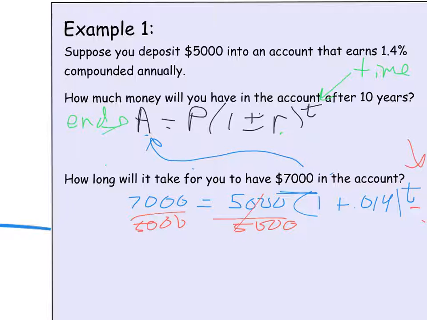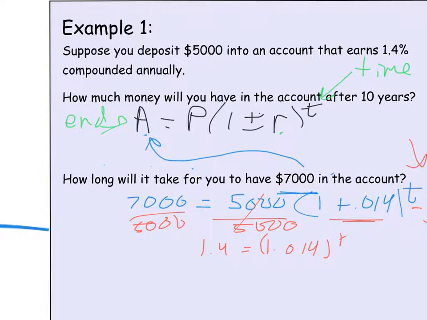And I get exactly this: 1.4 equals, just adding these two together now in the parentheses, 1.014 to the T power. I guess I can put that in parentheses. So here's the deal. We're going to use logs to solve this.